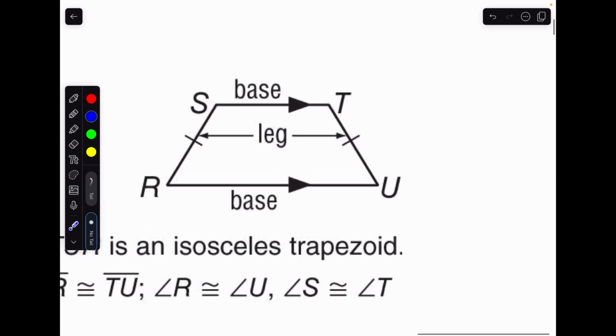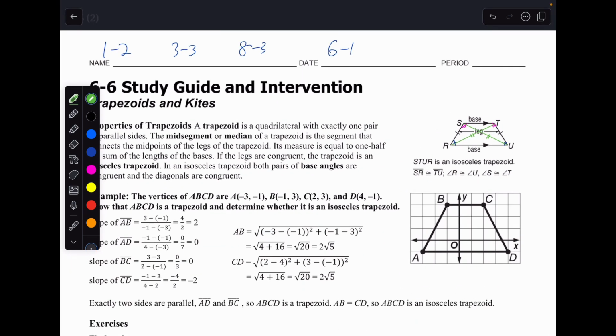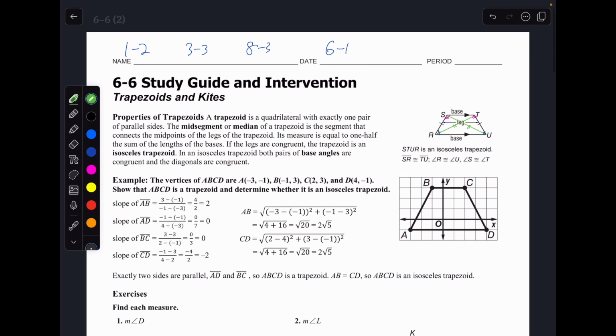So that means this angle and that other angle are going to be congruent, and this one and that other one are going to be congruent, but also the diagonals are going to be congruent as well. So basically that's what it's saying, and it's for an isosceles trapezoid. And that's basically what it says up there.